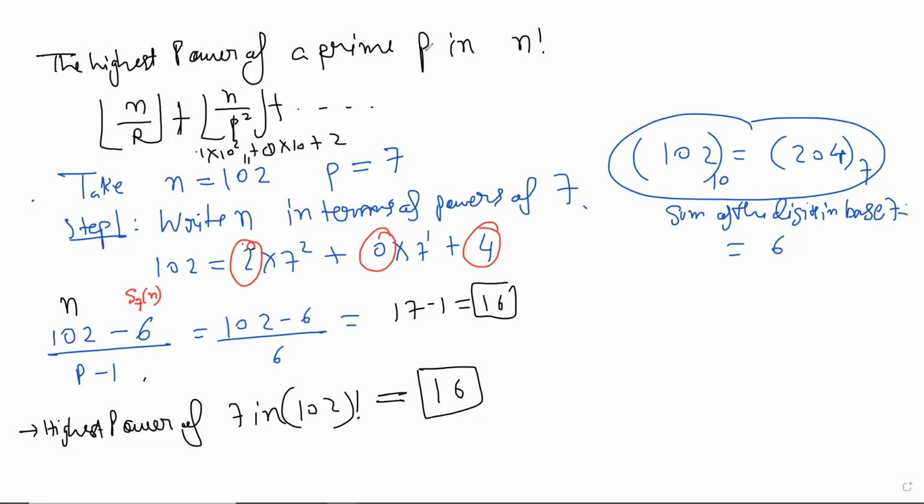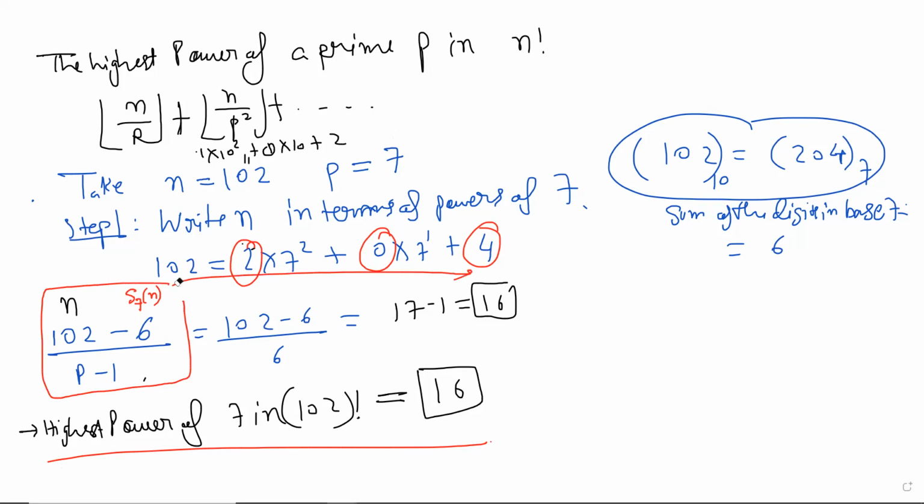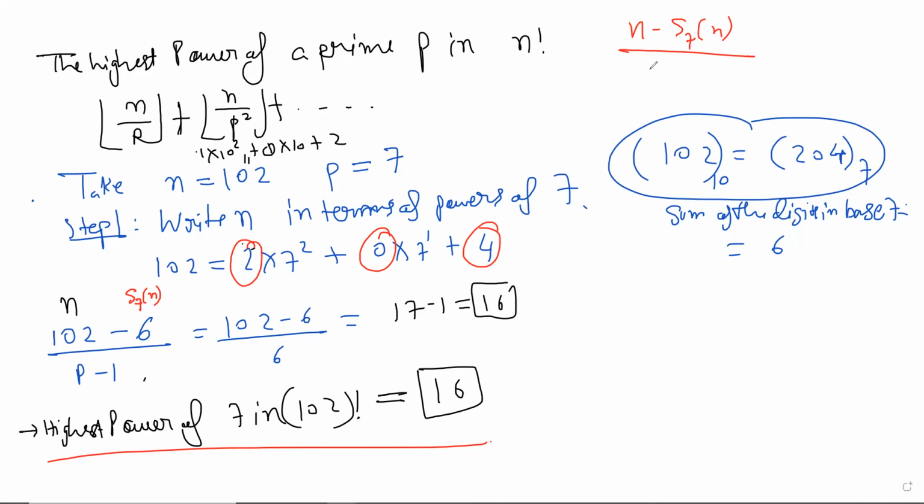Okay, so P was some prime, right? We first found the highest power of P in n factorial by the usual method, and you get 16. But this other way we are doing is also coming out to be 16. Why are they the same thing? So in general, you take a number n, you write it in base 7, and you subtract the sum of the digits, divided by P minus 1, that is 6. And this turns out to be equal to this. So we want to explain why this is true.